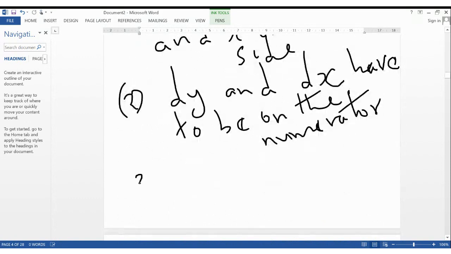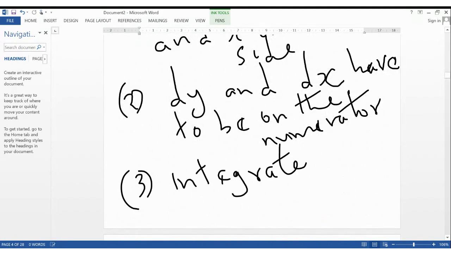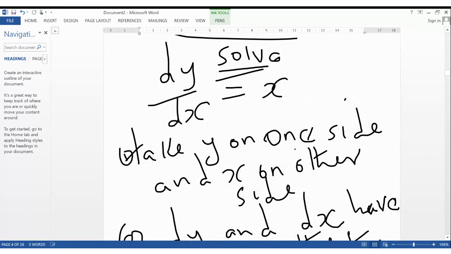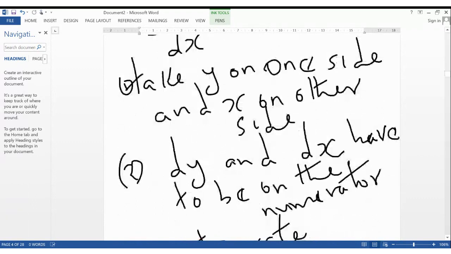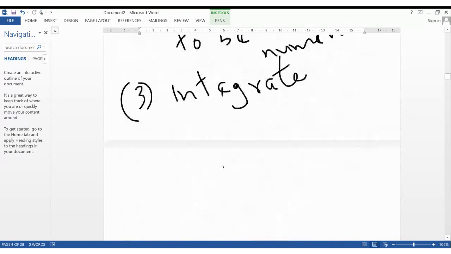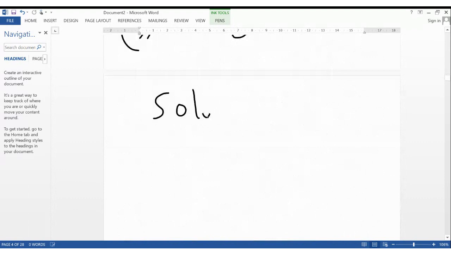So we have dy over dx equals x. We want to solve that using separation of variables. Take y on one side and x on the other side. Then dy and dx have to be on the numerator, very important. And then we integrate. Let me do this one. Solution: we had dy/dx given by x.